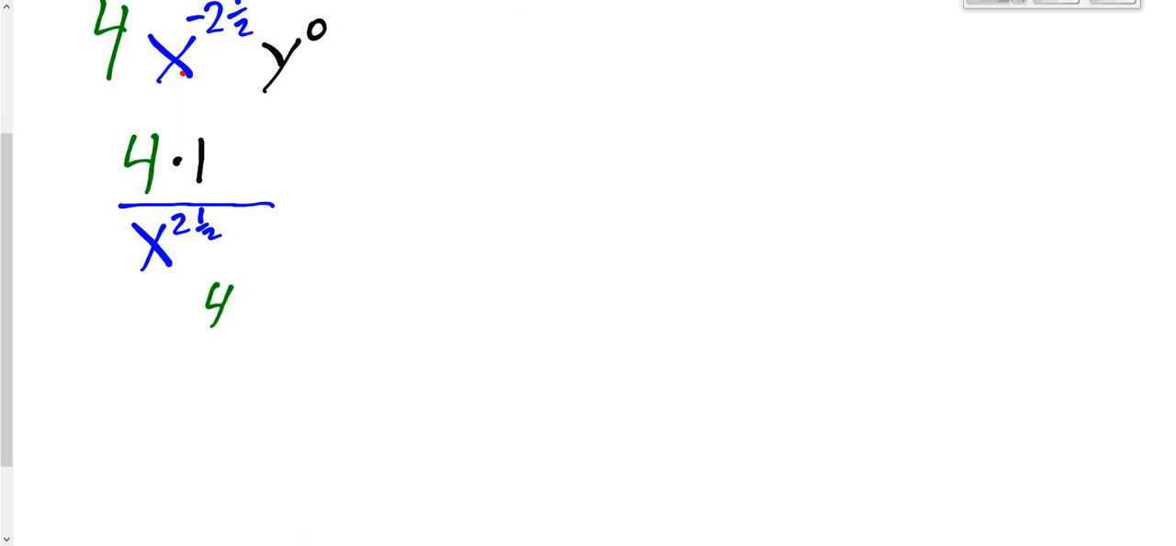Now on the bottom, we end up just having an x squared times an x to the 1/2 again. Because remember, you have to add your exponents to be able to get that 2 1/2. Now that x squared is not a fractional exponent, so I'm going to leave that alone. All I have to do is look at this x to the 1/2, because it's a fractional exponent, and we don't want to leave that fractional exponent in the bottom.